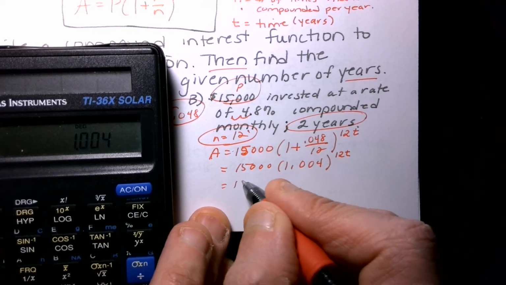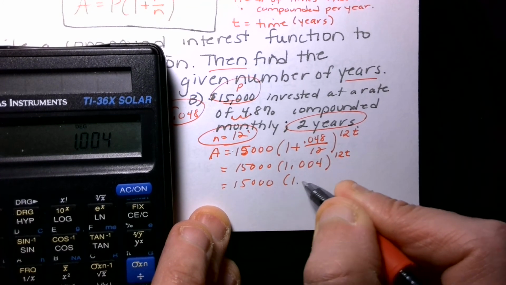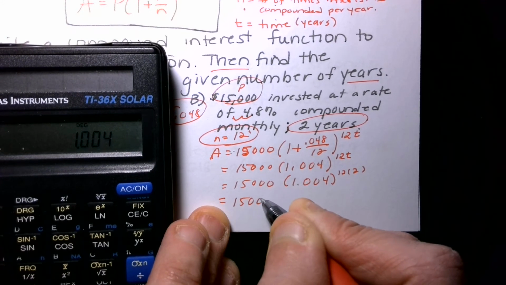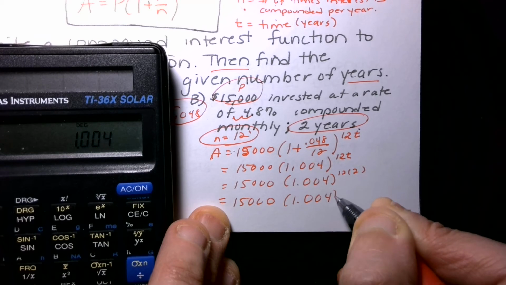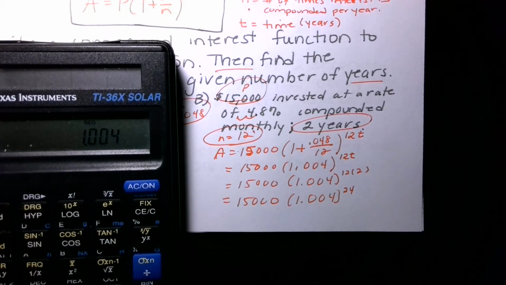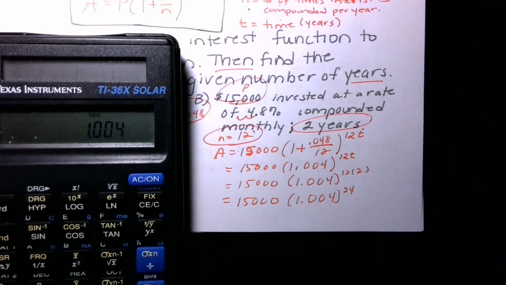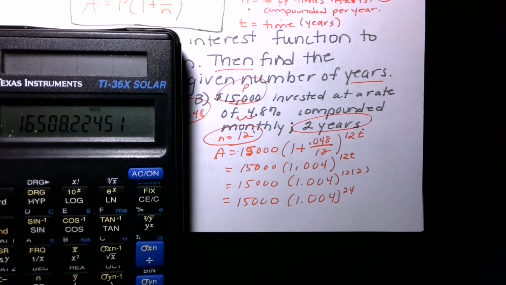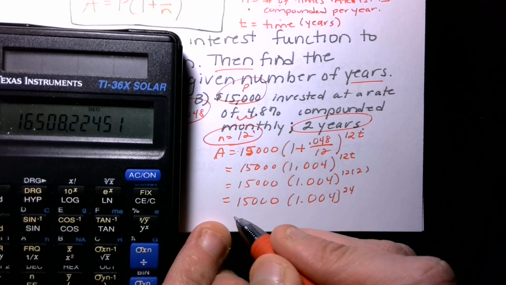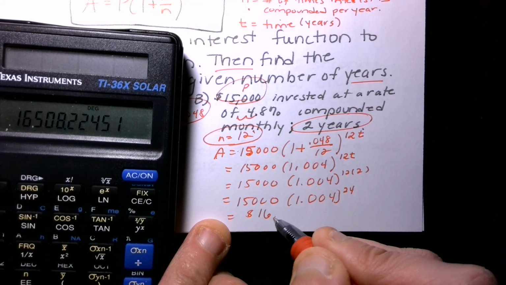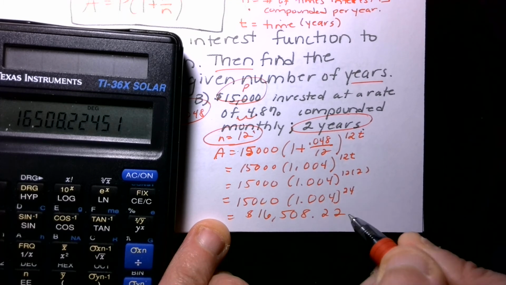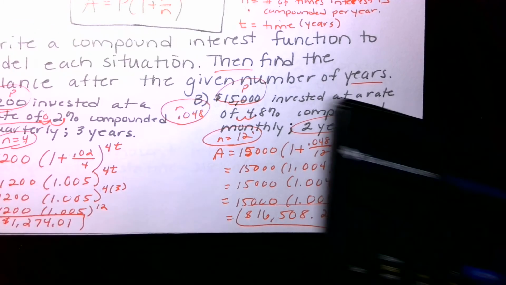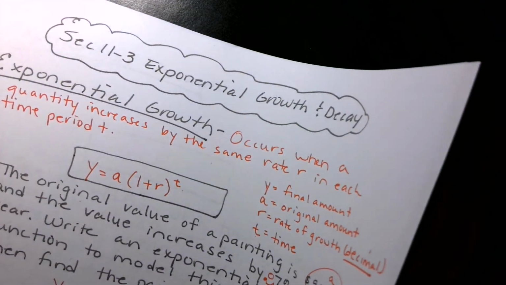Great, I will. 15,000, 1.004 raised to the 12 times 2. And now I'm going to take this amount and raise it to the 24th and times it by 15,000, and I got, money-wise, see here, 16,508 and 22 cents. I always round on that cent mark. All right, great. Well, we have 2 more.